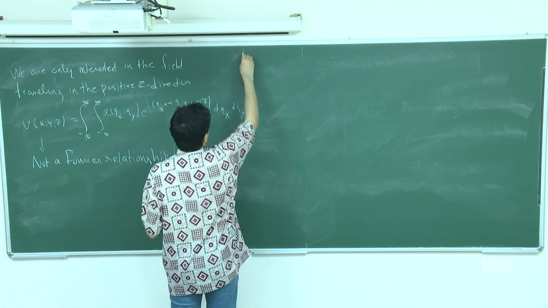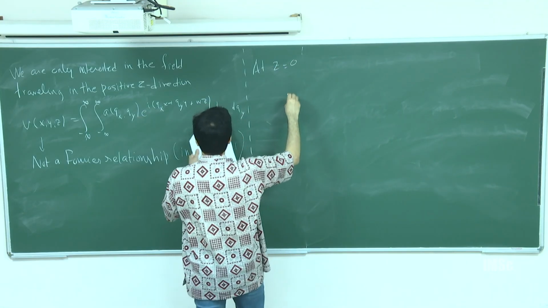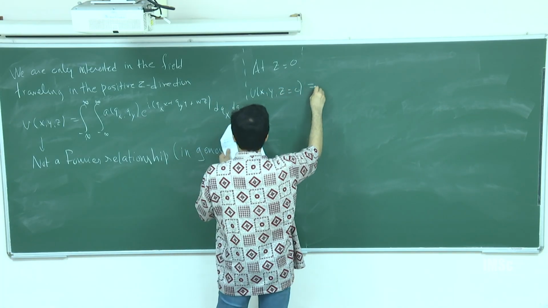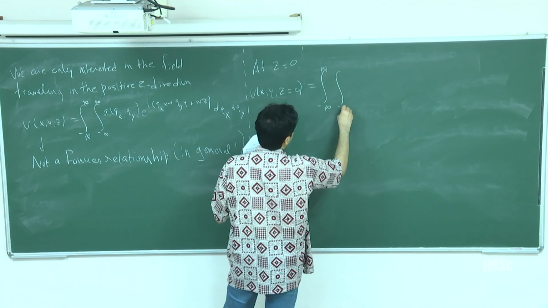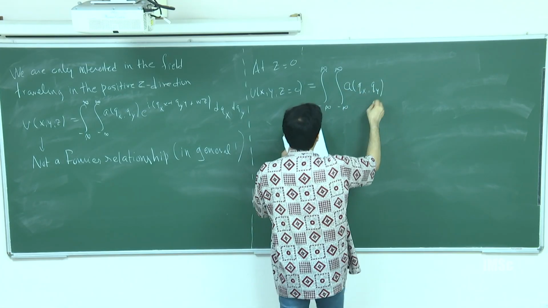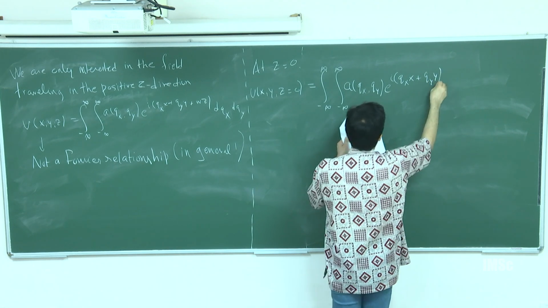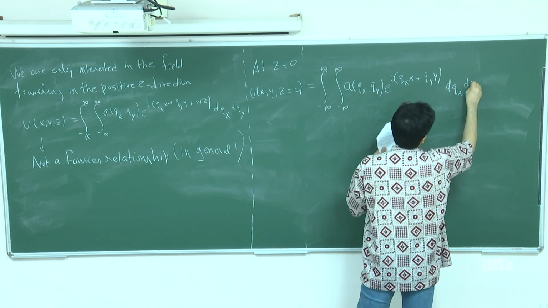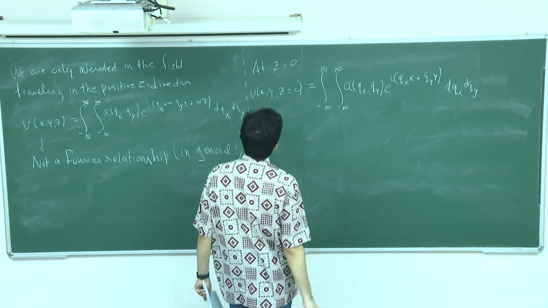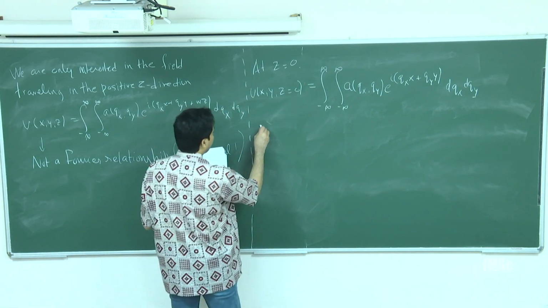So at z equals 0, we have, likewise, a Fourier transform. At z equals 0, u of xy is the Fourier transform of a of qx qy. So likewise, we can invert this relationship.